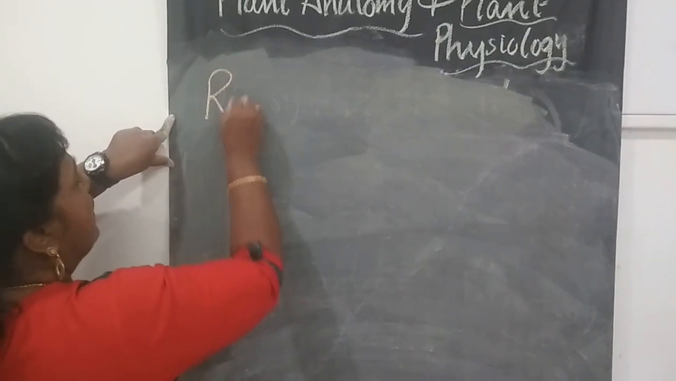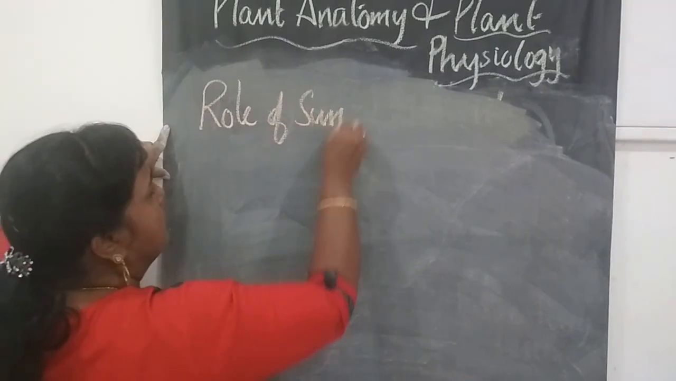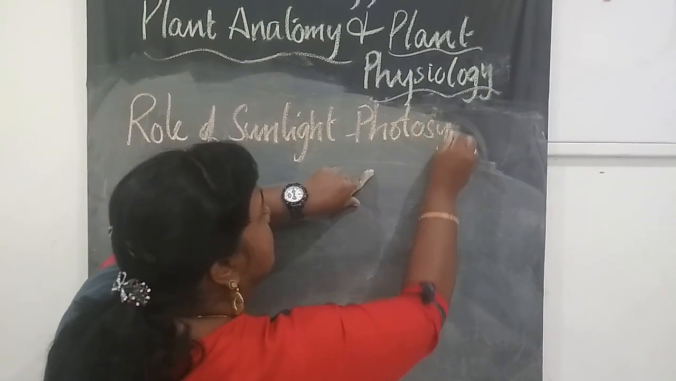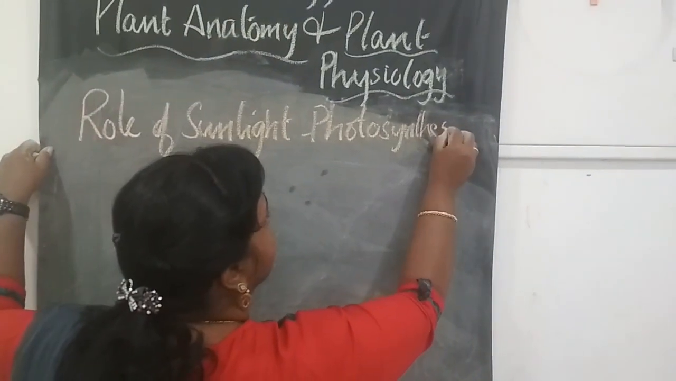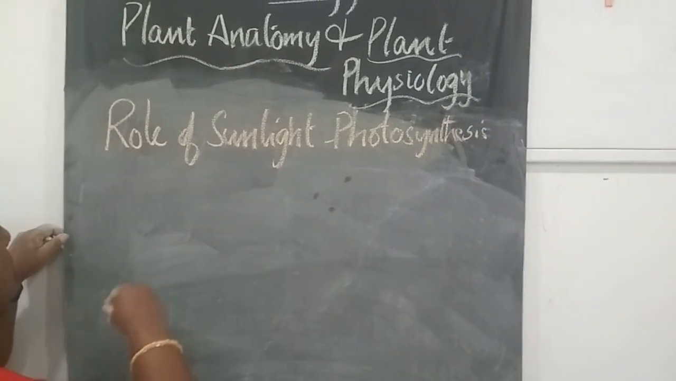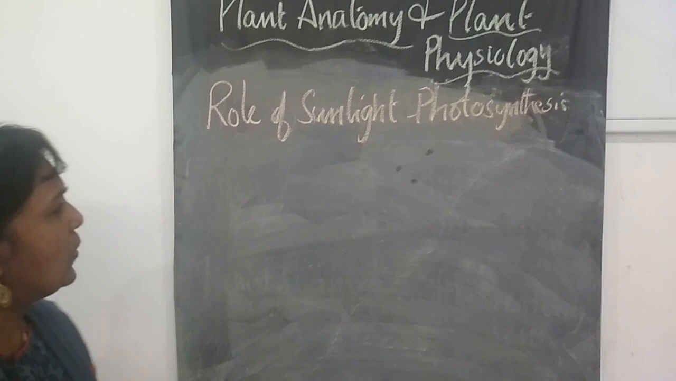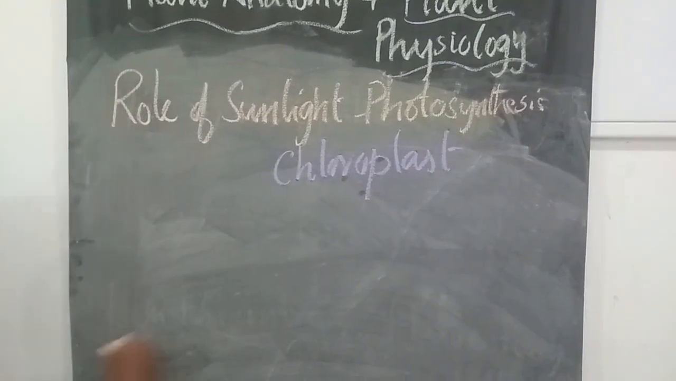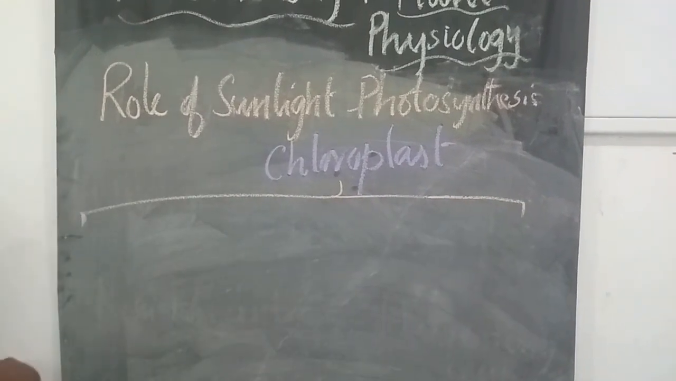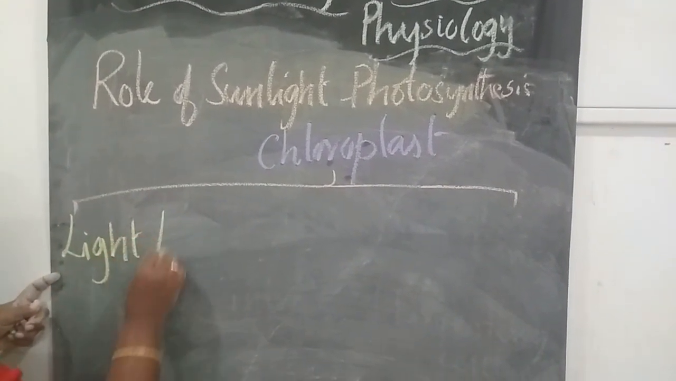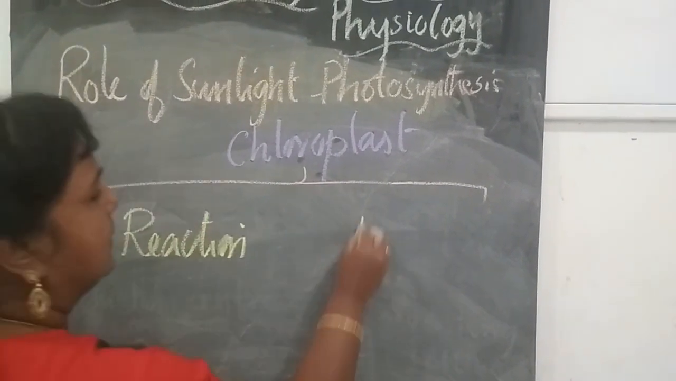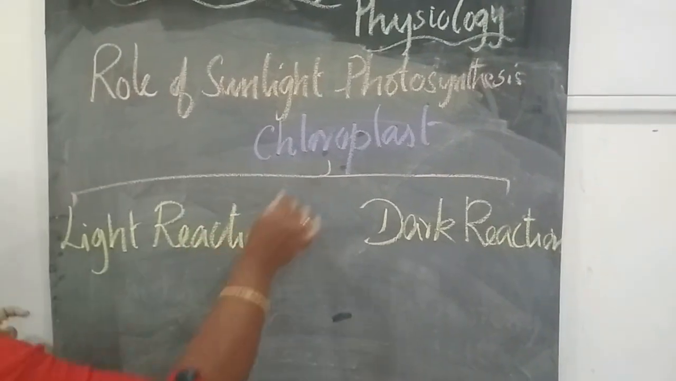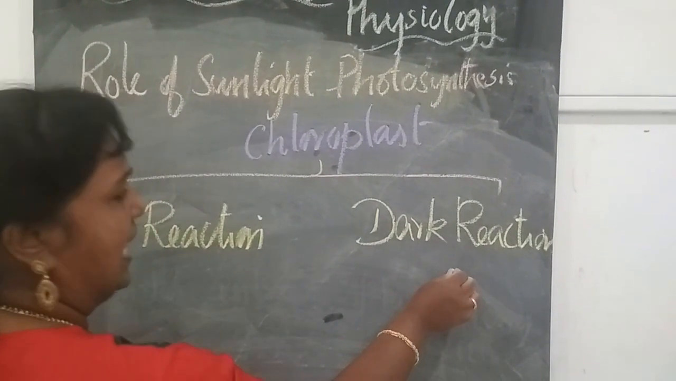So the role of sunlight in photosynthesis. Based on the role of sunlight, the chloroplasts are classified into two reactions, light reaction and dark reaction.